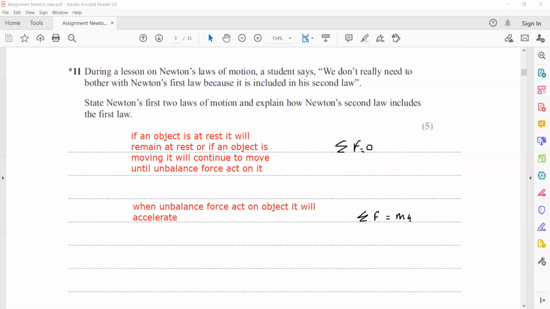So when you mention for the first law there is no acceleration or constant speed if the resultant force is zero. For the second law, if there is a resultant force, the object will accelerate. So both laws are interrelated. If there is a resultant force, there is acceleration. If there is no resultant force, there is no acceleration.